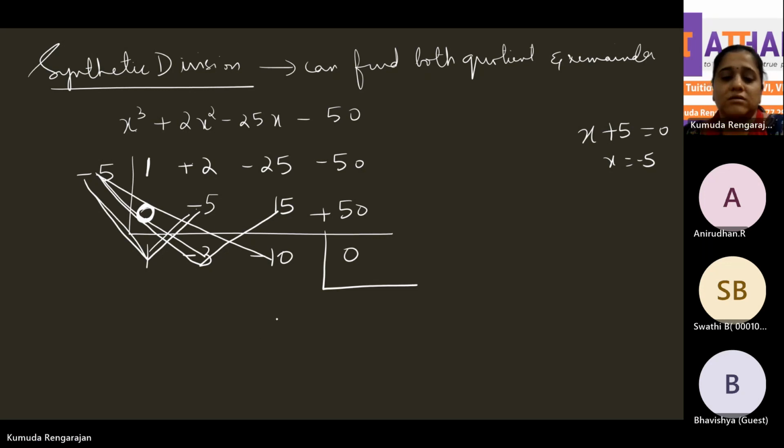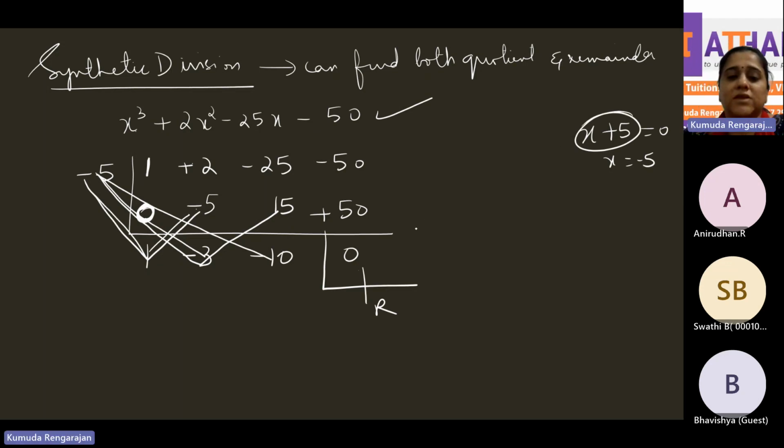All right. So now this one is the remainder. When you divide this one by x plus 5, the remainder is 0. And the quotient is fixed.